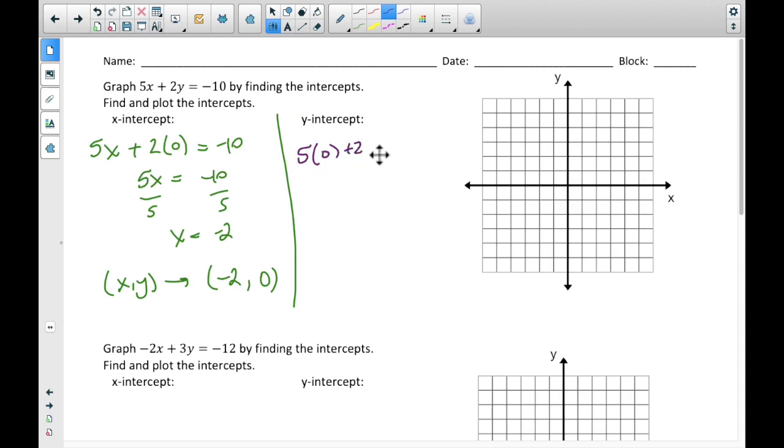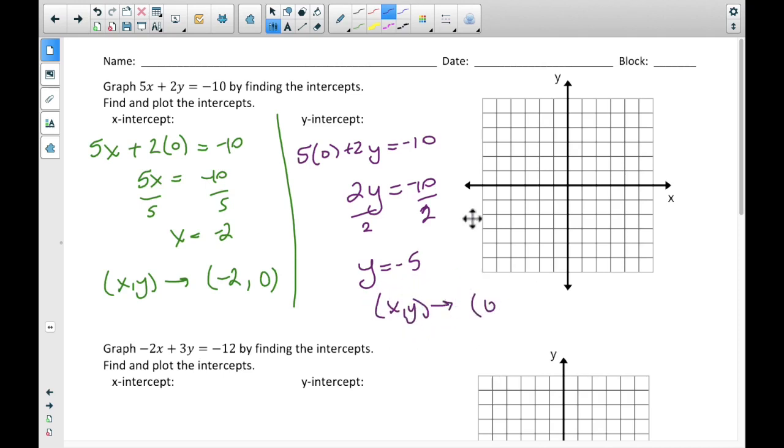So 5 times 0 plus 2y is equal to negative 10. That's 0, don't need to write that. So I can have 2y is negative 10. Divide by 2, and I get y is negative 5. So again, the xy coordinate that I'm looking for is 0 for the x and negative 5 for the y.